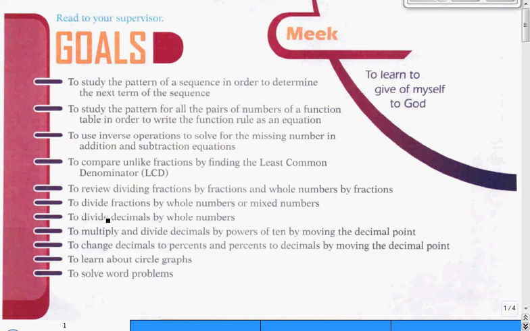to divide fractions by whole numbers or mixed numbers, to divide decimals by whole numbers, to multiply and divide decimals by powers of 10 by moving the decimal point, to change decimals to percents and percents to decimals by moving the decimal point, to learn about circle graphs, to solve word problems. These are the things that you're going to be learning in Math 1067.